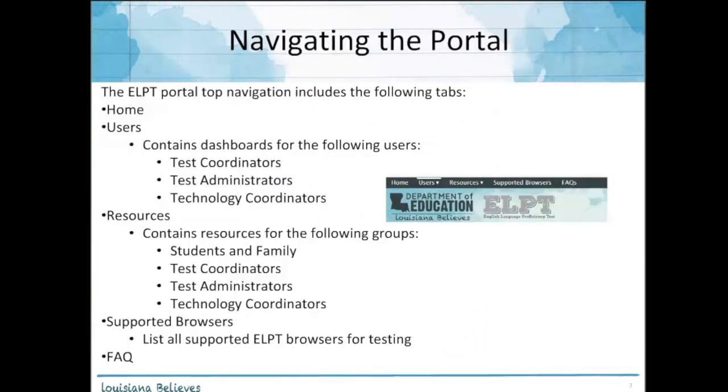Right along the top, you see 5 buttons. Home will bring you back to that home screen like we saw earlier. The users drop down. The system has 3 levels of users. You have test coordinators, test administrators, and technology coordinators.